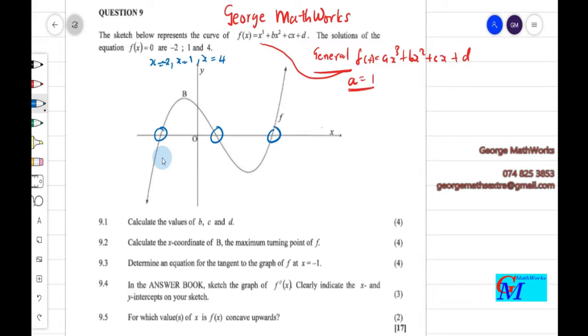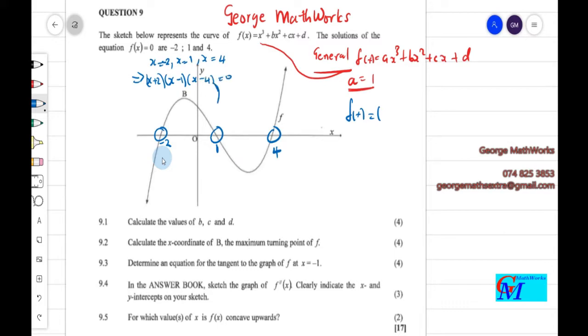So this should be the one that is negative 2. Sorry, there's a negative here. So this is the one that is negative 2. This one should be the one that is 1. And this one should be 4. So what it means is f of x equals, if it is x minus 2 here, it means that it has to be x plus 2 before solving the equation. Then here it's x equals 1, it should be x minus 1. Then here should be x minus 4 equals 0.